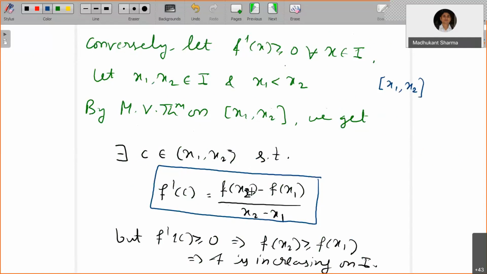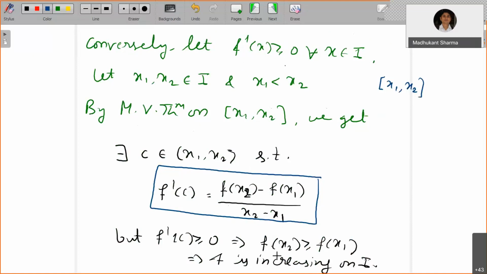For this case, instead of greater than or equal to 0, if you have strictly greater than 0, then certainly it will be applicable because f dash of c is strictly greater than 0 and x2 minus x1 is strictly greater than 0. So this implies f of x2 minus f of x1 is strictly greater than 0, and you get strictly increasing. But in the reverse way, it is not true.